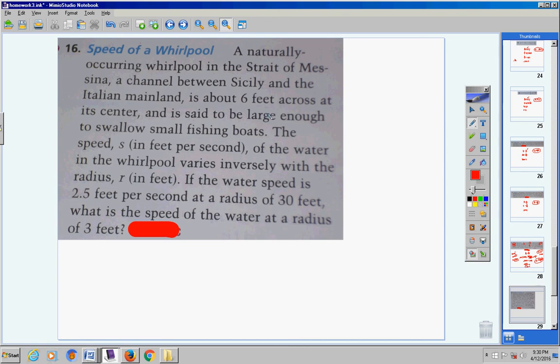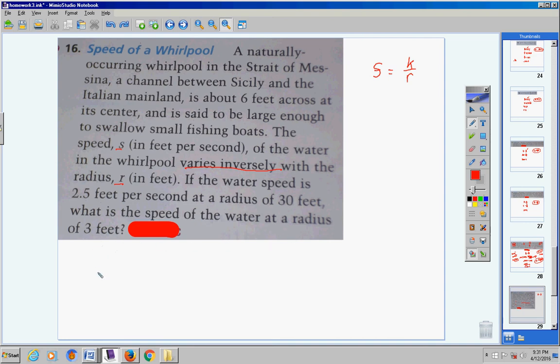The whirlpool is about 6 feet across at its center, and it's said to be large enough to swallow up small fishing boats. Now listen, S varies inversely with R. S varies inversely with R. Now if it would have said directly, we would have written it like this. That's direct variation, okay? If the water speed is 2.5 feet per second at a radius of 30 feet, what is the speed of the water at a radius of 3 feet?